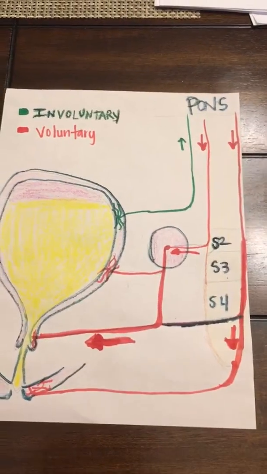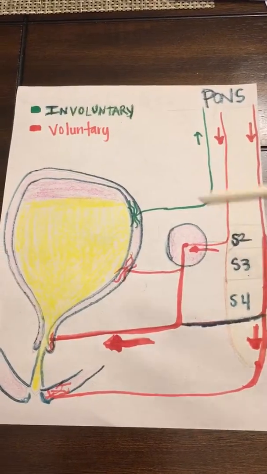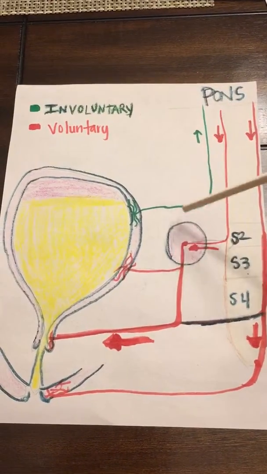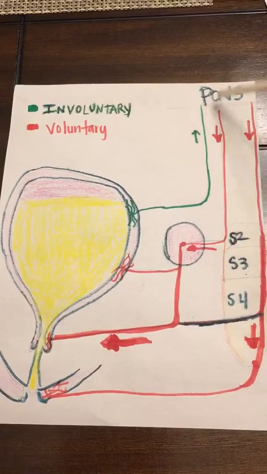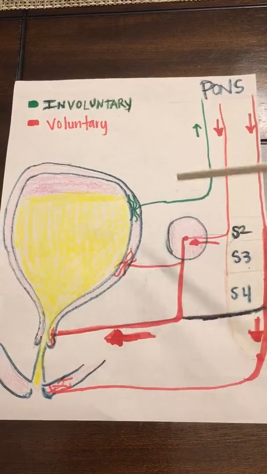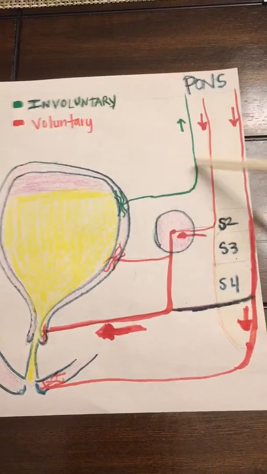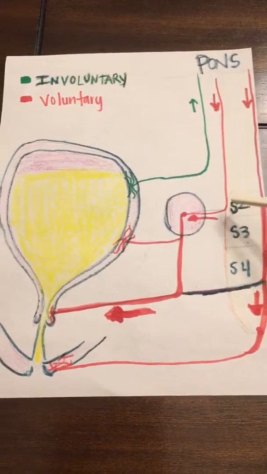And right here are the sacral segments of the spinal cord. And the green and red represent the signals that are sent up to the pons and back in reverse. Green represents the involuntary and the red represents the voluntary.